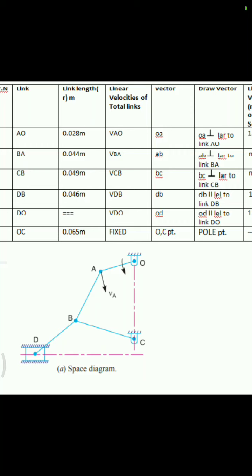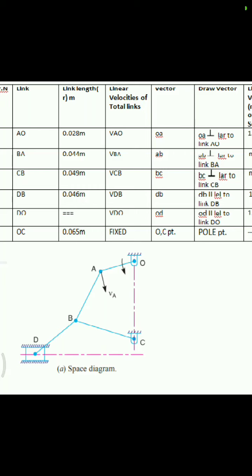For drawing a space diagram, we have to use the proper scale. First, we locate the points O and C. These are the fixed points. The distance between OC is given to you as 0.065 meter. Now take an angle of 75 degree. Draw the crank AO first with its anti-clockwise motion.